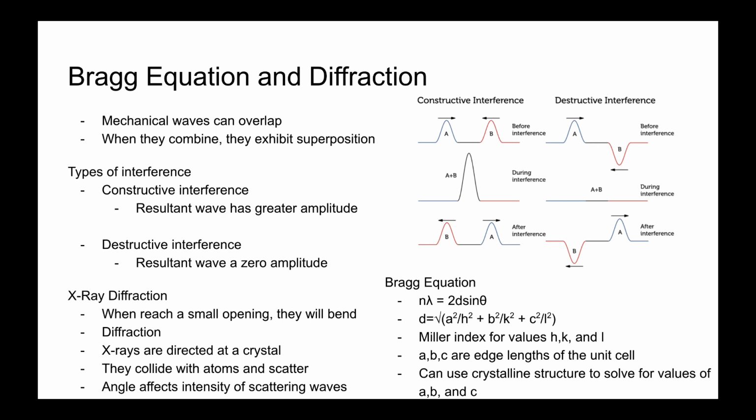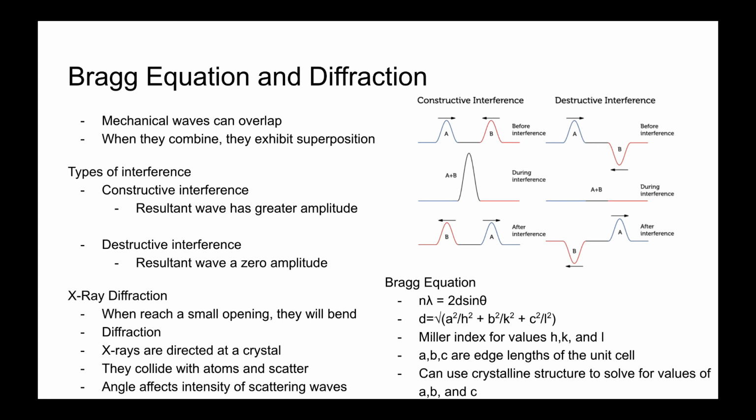This behavior can also be used in X-ray diffraction. When waves enter a small opening, they will bend around the corners. This is known as diffraction. In X-ray diffraction, X-rays are directed at a crystal and collide with atoms and scatter. The angles at which X-rays are directed at the crystal can affect the intensity of the resulting scattering waves. We can then use diffraction angles and Bragg's equation to find the distance between different planes.